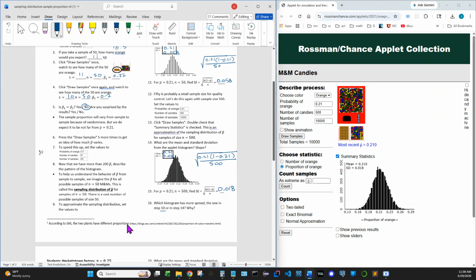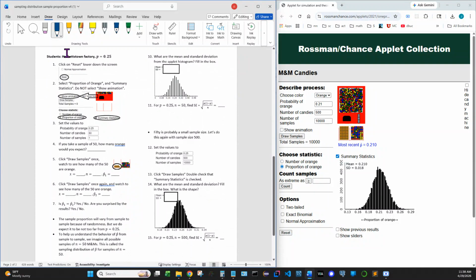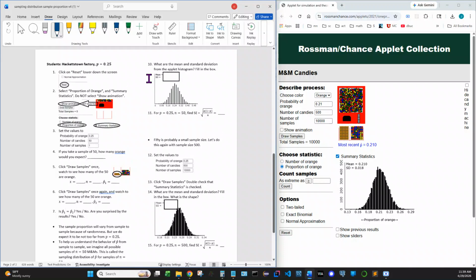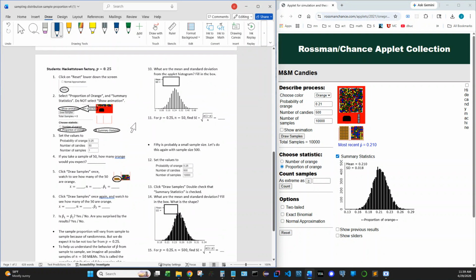So what I'd like you to do is look at the same thing, but at the Hackettstown factory. M&M's has another factory, in Hackettstown, New Jersey. And interestingly, at this factory, apparently the proportion of orange is supposed to be 25%. You can read about this if you want. In the footnote here, we have the website for this article about M&Ms.